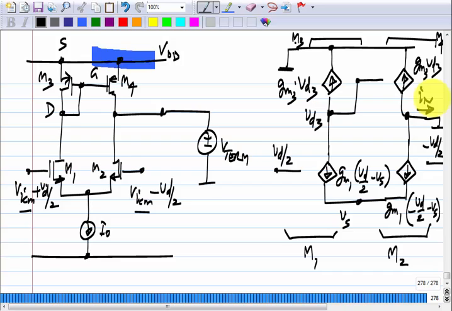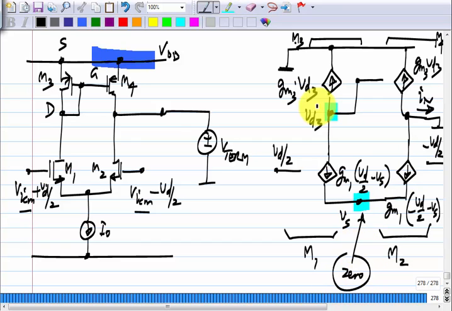So, how many relevant nodes do we have in the circuit? 2. So, we have this and we have that. Okay. We have to equate this current to this current. What is the result of that? What do you get the value of Vs to be? 0. Gm1 times (Vd/2 minus Vs) plus Gm1 times (minus Vd/2 minus Vs) is 0. That will tell you that 2 Gm times Vs is 0.